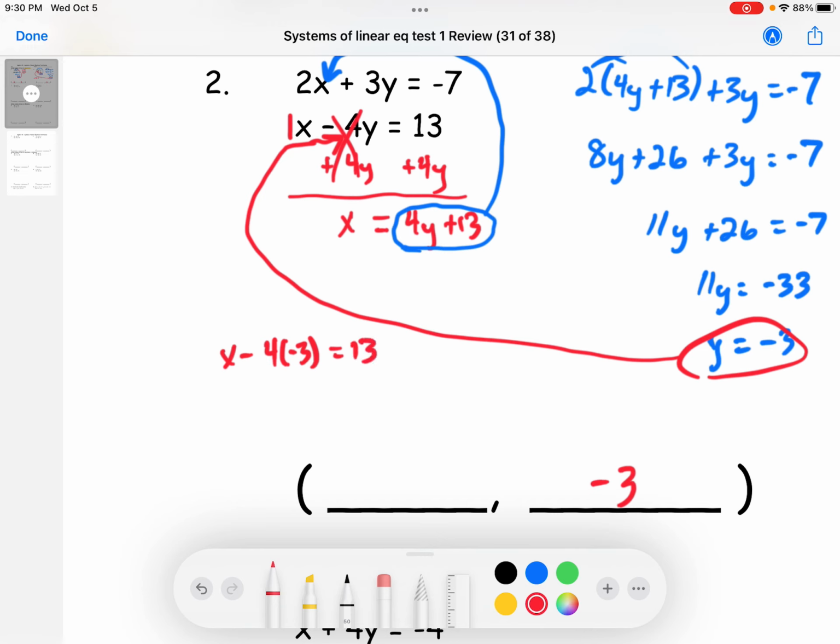Okay, let's see, we do that distribution, we've got negative 4 times negative 3, that becomes x plus 12 equals 13, so of course x is going to be equal to 1. Those two red circles are the two parts of our answer, 1 and negative 3.